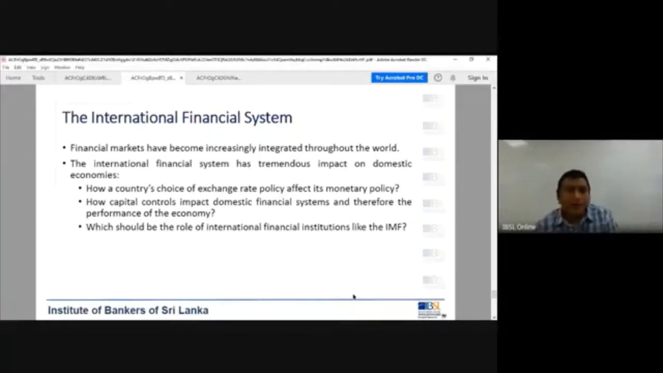So those are some elements of controls, but most of the time the current account, where you bring in goods and services, is reasonably open in today's context. But capital, sometimes you do not necessarily allow to move freely. So when you see these types of aspects, these are known as capital controls, but they impact domestic financial markets and then of course the overall performance of the economy.